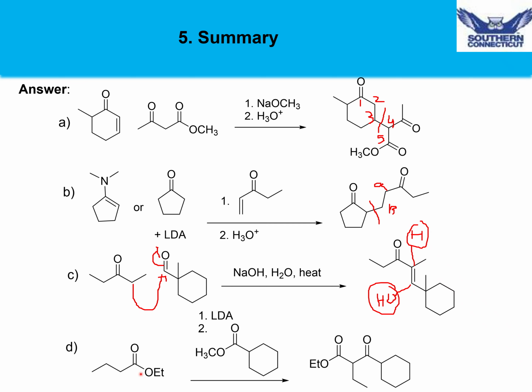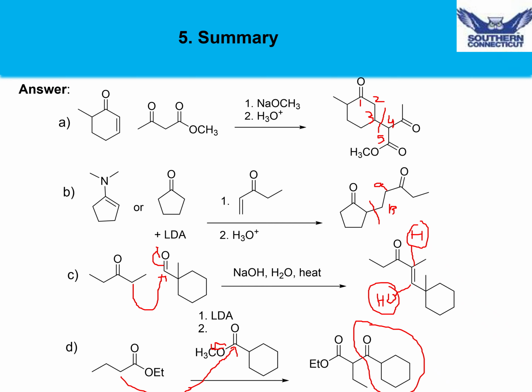In the last example, we have an ester. If we add LDA, it should remove an alpha proton from here. That carbon will now attack the ester. So this carbon would attack the ester, eliminate the methoxy group to give you a ketone that is beta to the ester that we use as an enolate.